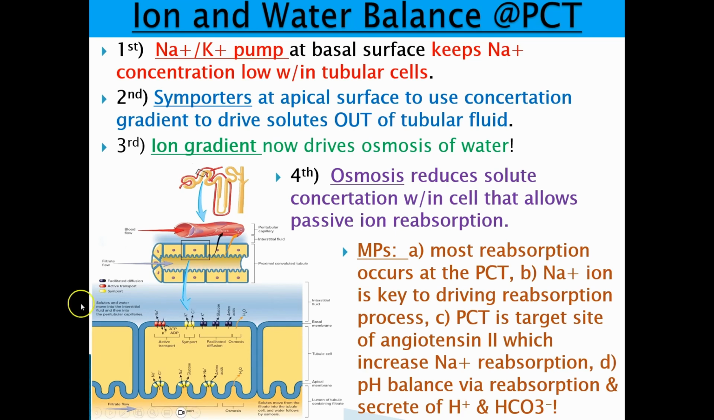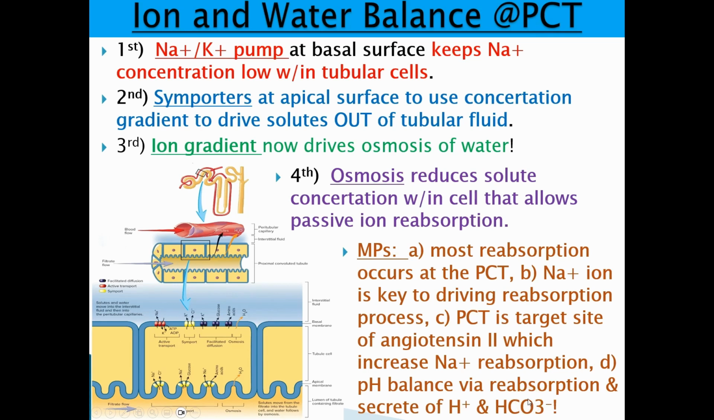So notice I listed these main points. Number one, you should know the site of most reabsorption is definitely the PCT. Number two, you should know sodium ion absorption is the driving reabsorption process. It drives it because it does co-transport and counter-transport. Number three, PCT is the site of angiotensin II, which helps with the sodium reabsorption. That's your third big point. And then finally, you should know that pH balance occurs here. And it occurs when we have a low pH, we're going to secrete hydrogen and reabsorb bicarbonate.